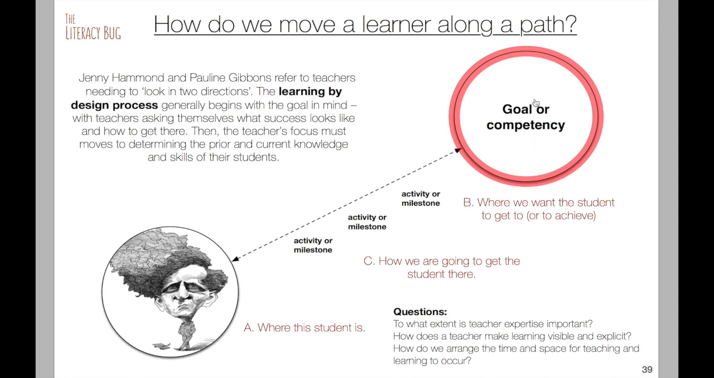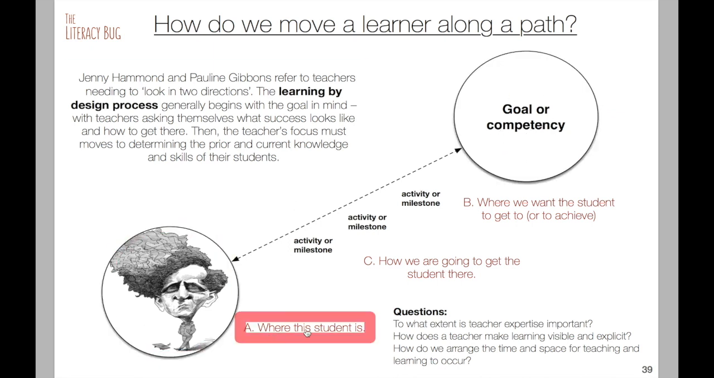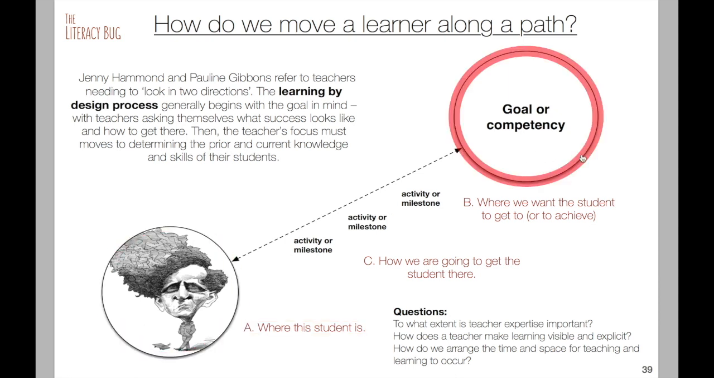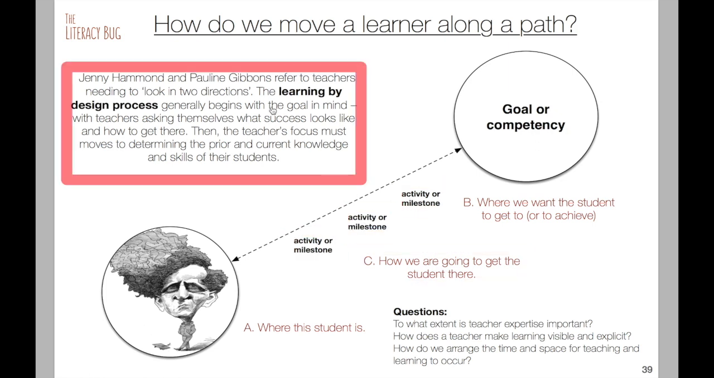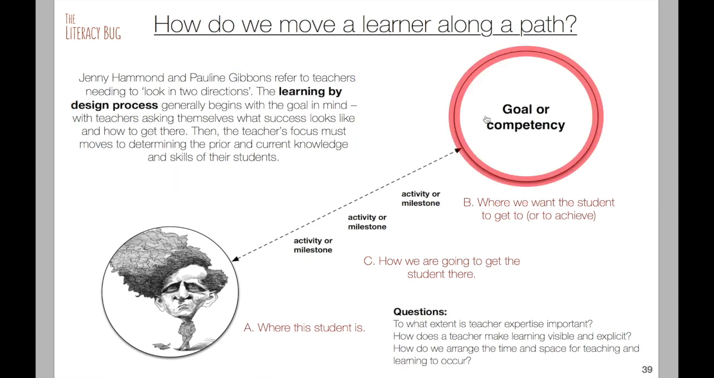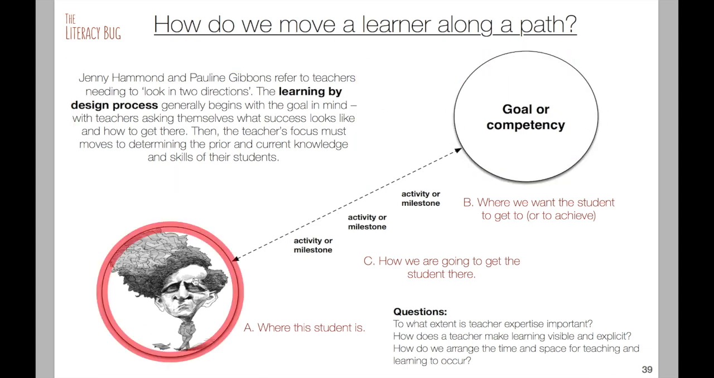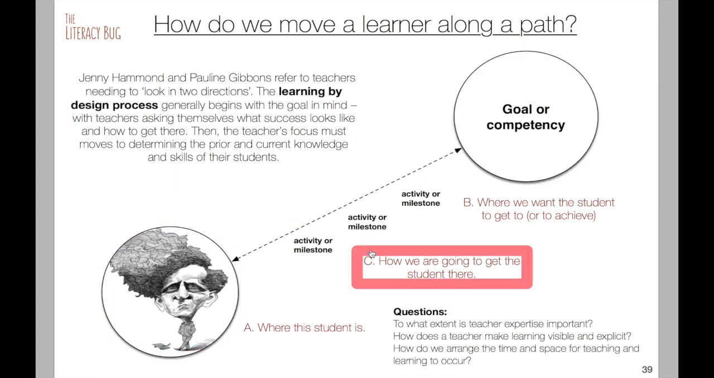So, to consolidate that, what's important is we have an understanding of what's the goal for that learner. When we look at each of those case studies, what are the goals, or a singular goal? Understanding where that student is. So where that student is, what do we want that student to achieve? And how, by activities and milestones, how are we going to get there? And that's what Hammond and Gibbons refers to as that learning by design process, which requires looking in two directions: the goal and the student's current skills, and developing a plan from there.